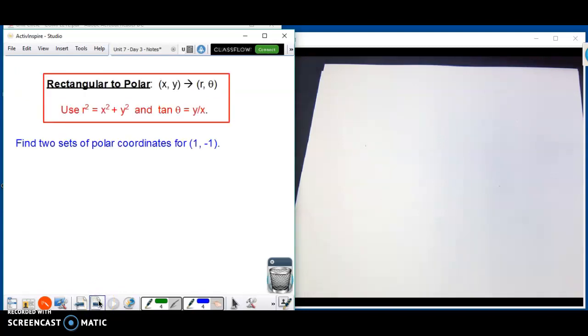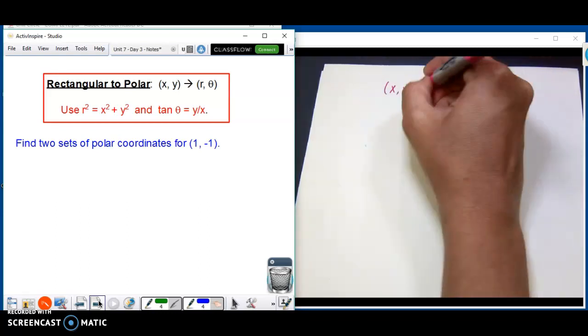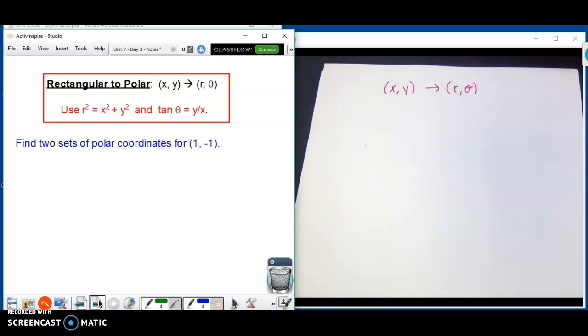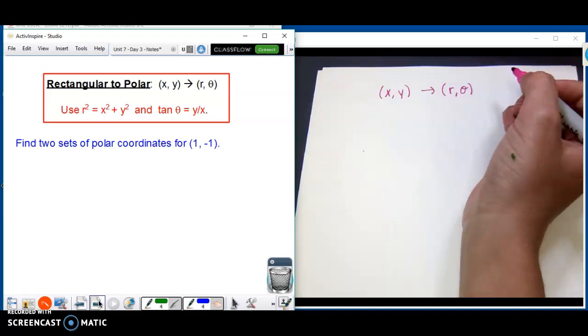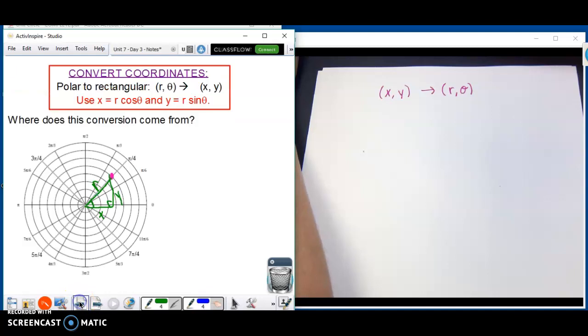Okay, so for our last two problems, we're going to be going from rectangular to polar. So we're going from rectangular as an xy to polar r theta. We have two other formulas we're going to use for this. They come from that same picture that I went over earlier. Let me go back to that.